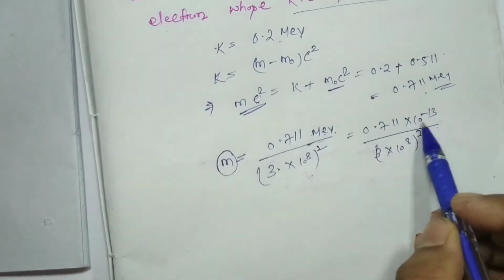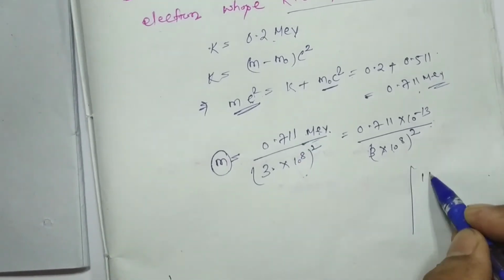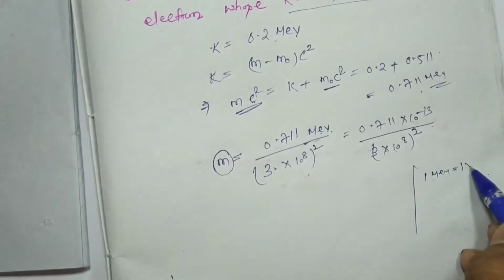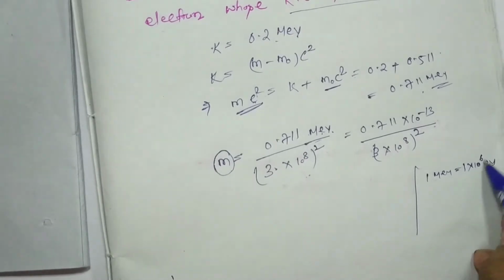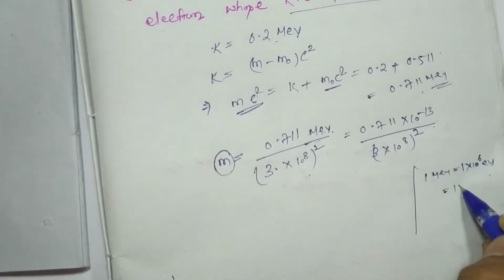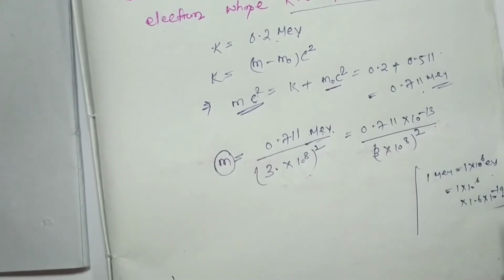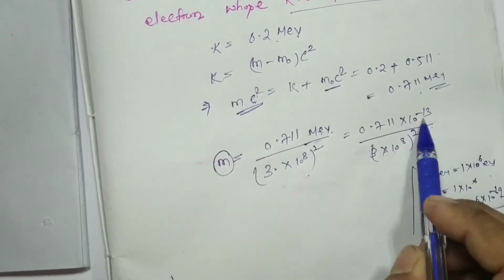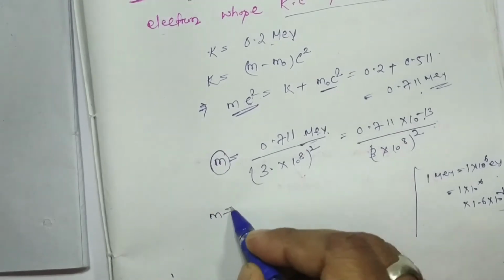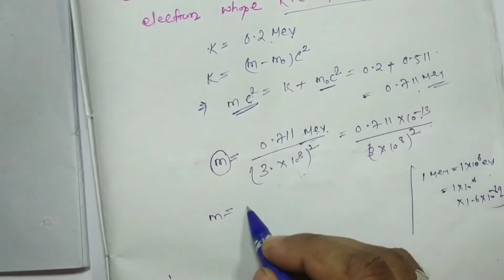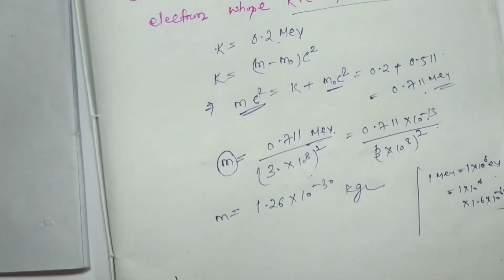How is it 10 to the power minus 13? See, 1 mega electron volt equals 10 to the power 6 electron volt, right? And 1 electron volt is nothing but 1 into 1.6 into 10 to the minus 19 joule. So 19 here and 6, so we got minus 13. In this way, after calculation, we found m is 1.26 into 10 to the minus 30 kg, this value. Okay.